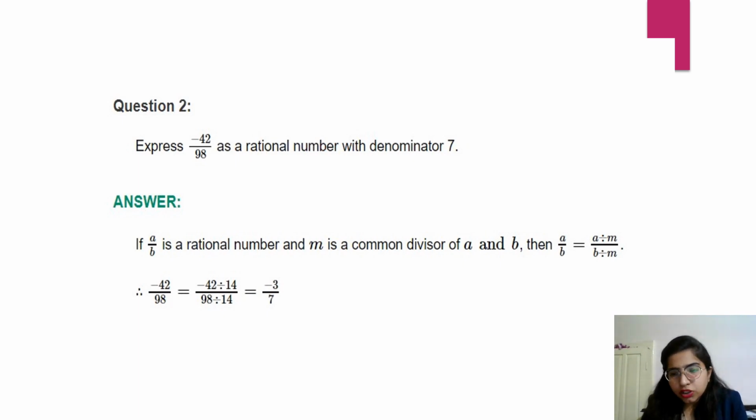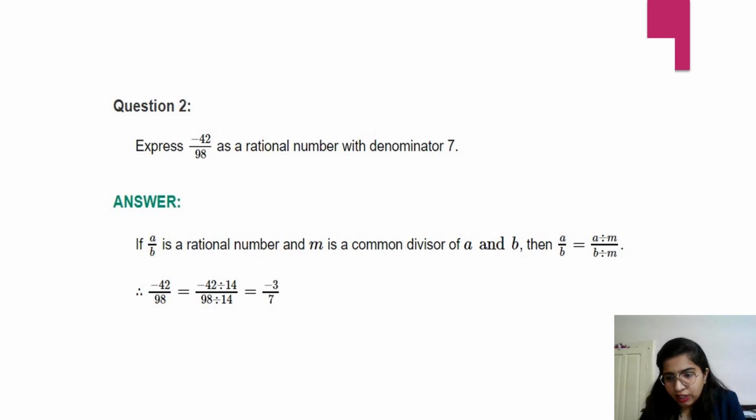Okay, minus 42 divided by 98 as a rational number with denominator 7. Now you have to make a denominator which is less than 98. In the previous question, we made 5 into 20. 5 is small and 20 is greater, so we multiplied 5 with some number. But here 98 is greater and the denominator 7, which we have to make, is smaller. Then instead of multiplying, we have to divide.